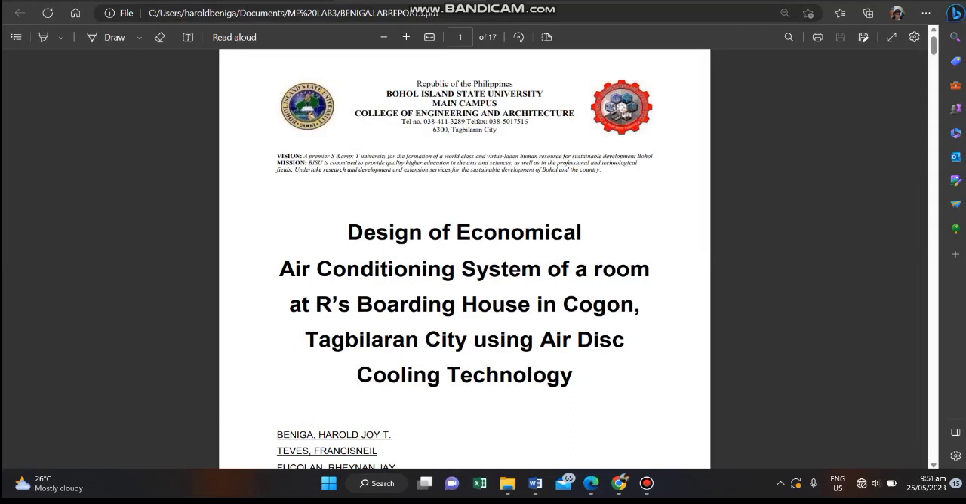Good day. Our laboratory report is all about the design of an economical air conditioning system of a room at our boarding house in Cogon, Tagbilaran City using air disc cooling technology.